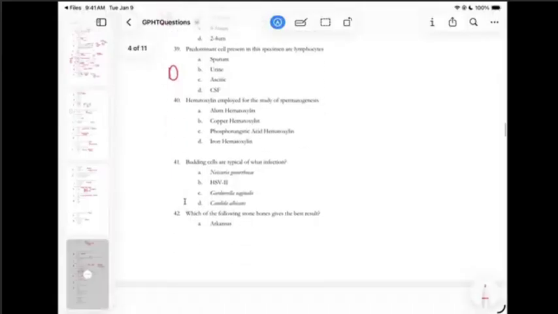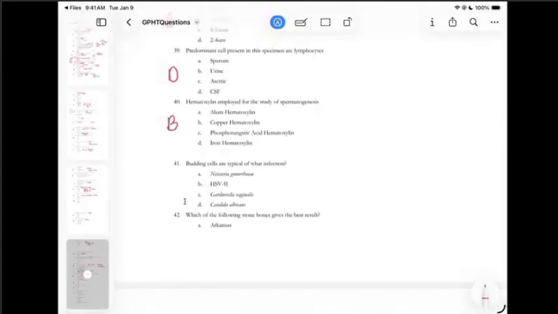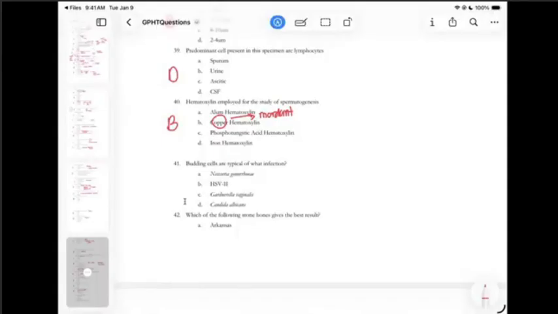Number 40, now what would be employed for the study of spermatogenesis? What type of hematoxylin? You have your copper. Copper hematoxylin would be recommended for spermatogenesis. So for number 40, letter B. Alum hematoxylin, that's the routine, commonly used, and that includes your Harris. Under the alum, there is Harris hematoxylin. Iron hematoxylin is also useful for other processes. So for number 40, this is letter B.